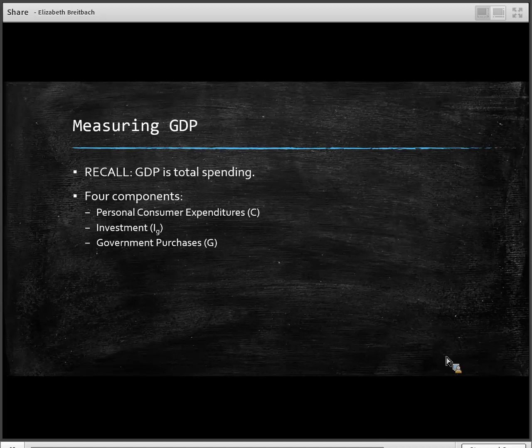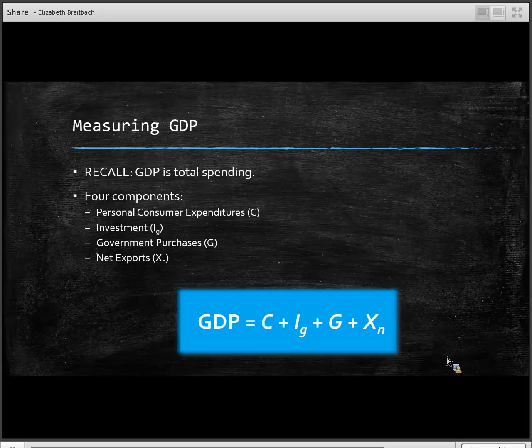And then we have government purchases. So at the federal, state, and local level, when the government purchases items, it falls under our government category. And then finally, net exports. And this is going to be the one that we're probably going to spend the most time on in terms of discussion. All right. So once we add all of those different pieces up, our C plus our I plus our G plus our XN, we get GDP. GDP is going to be the sum of all of these components.